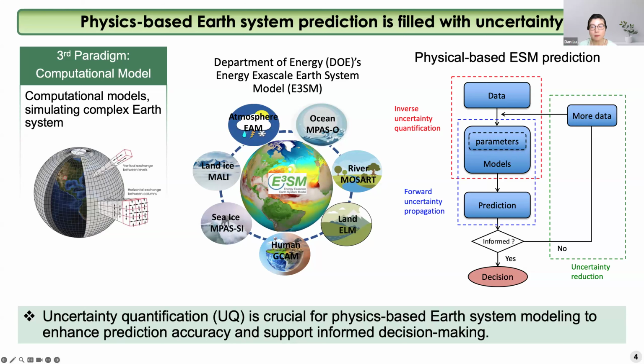This physics-based model prediction process involves inverse modeling to estimate parameters and forward simulation to generate predictions. However, the prediction is inherently uncertain, driven by the data quality, model structure, parameter estimation, and initial and boundary conditions. Quantifying and addressing these uncertainties is critical to improving the prediction accuracy and supporting informed decision-making.